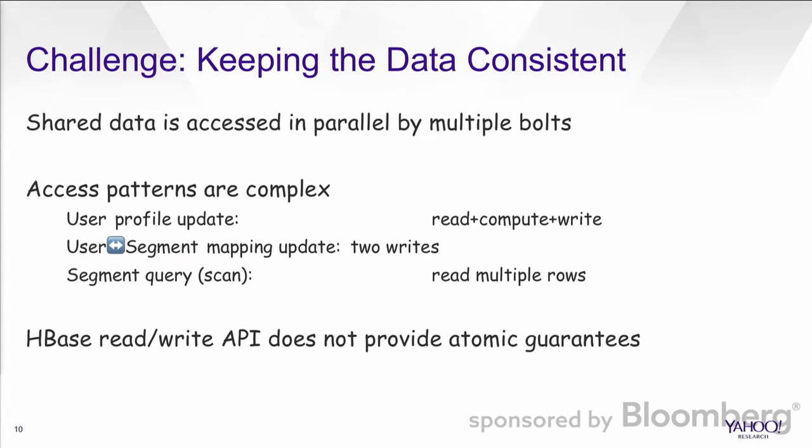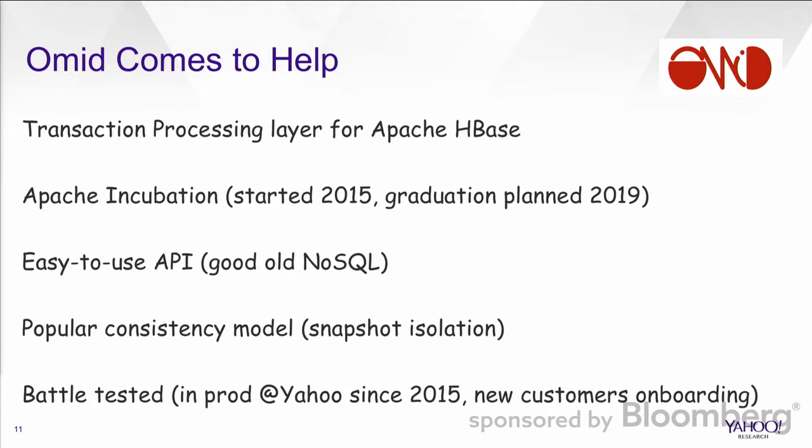Okay, and as I said, HBase write does not provide atomic guarantees. And this is why we use Omid for that. Omid is actually a transaction processing layer for HBase. It's a layer on top of HBase. It's an Apache incubator project. Since 2015, we worked on it quite a lot. We scaled it a lot. It's highly available. And we also have a version that provides low latency. I will talk about it afterwards.